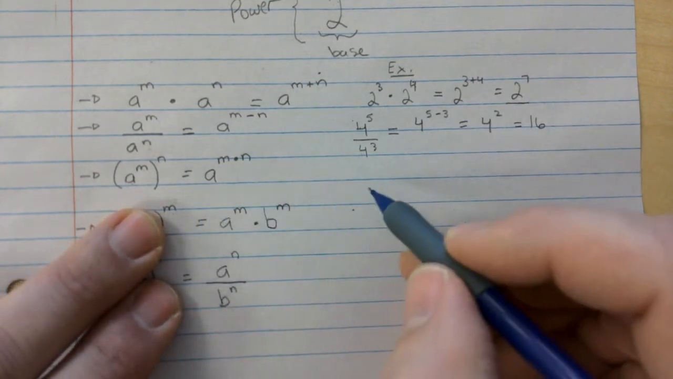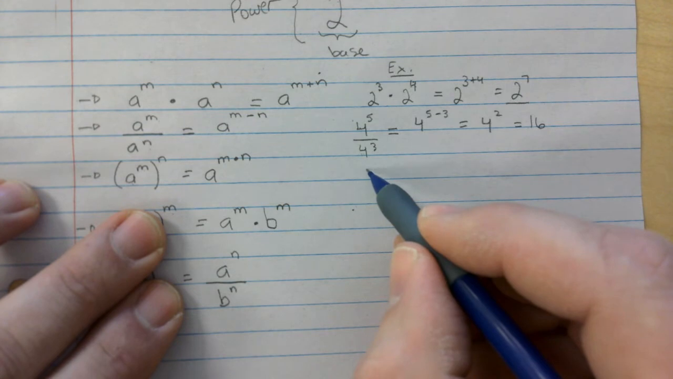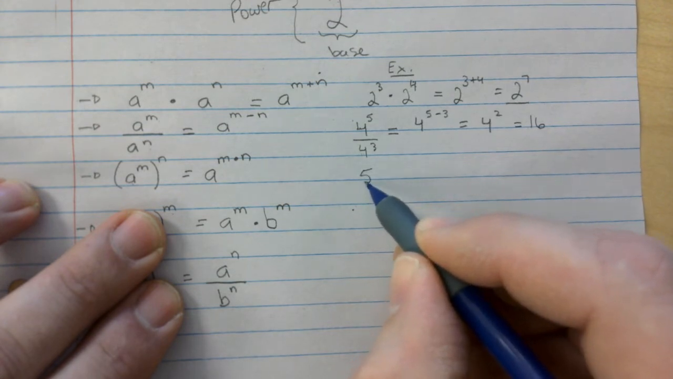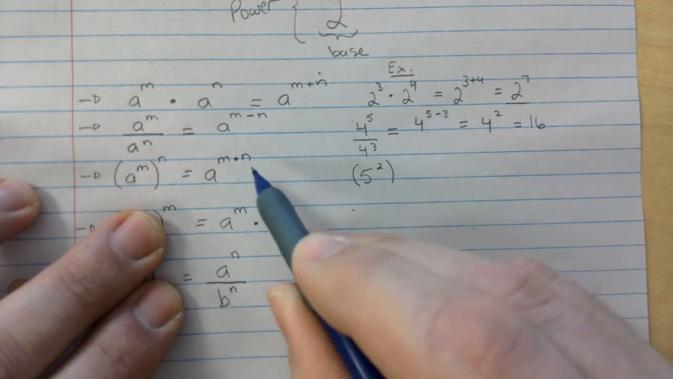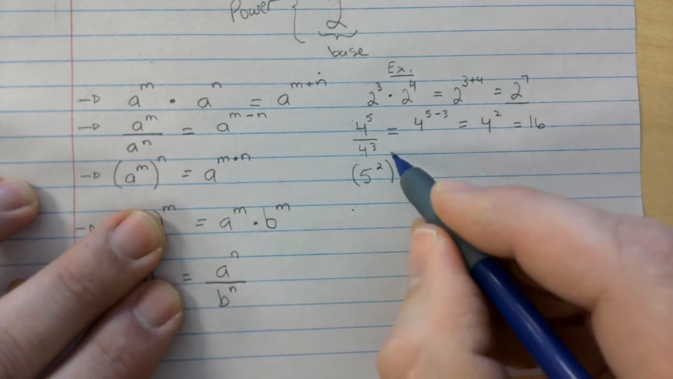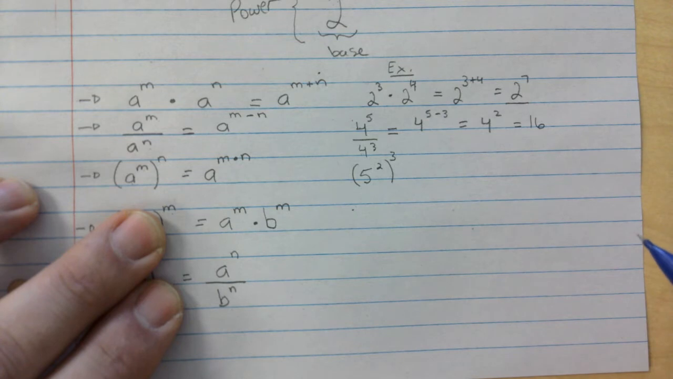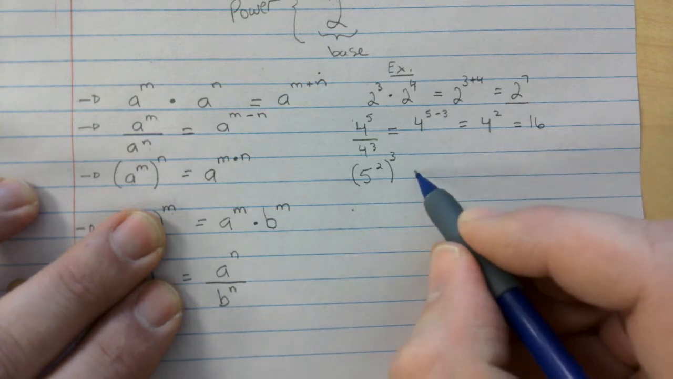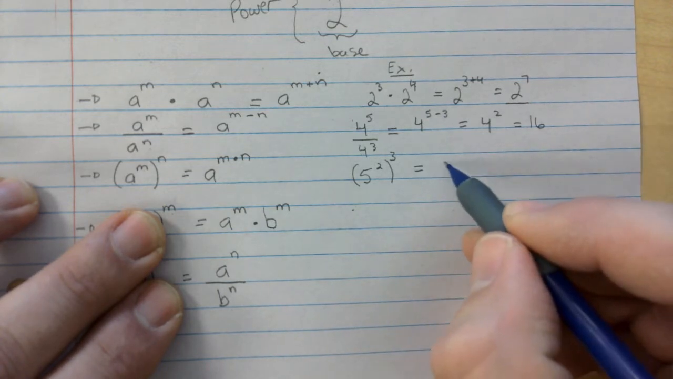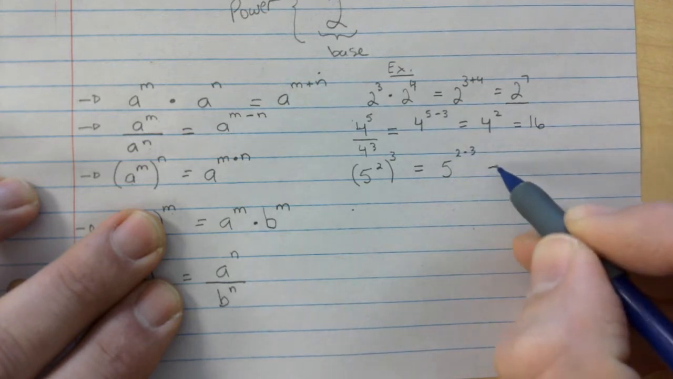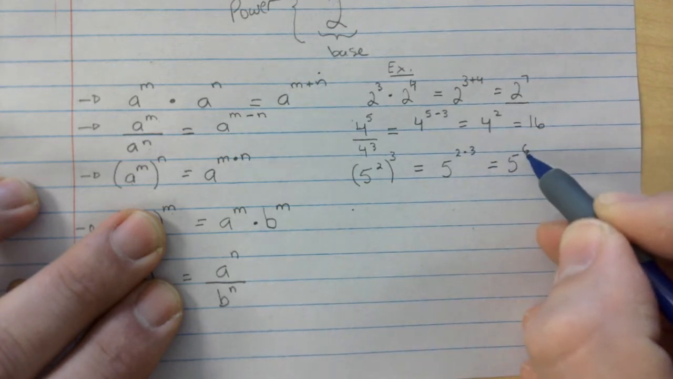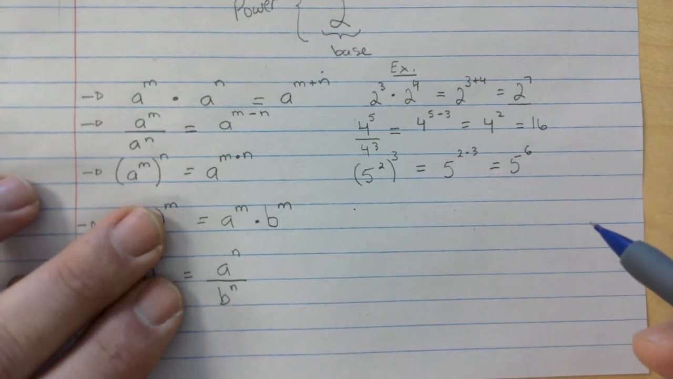This one here, if you have 5 to the power of 2, right? And you have another exponent out there like that, that would be the equivalent of 5 to the power of 2 times 3, which is 5 to the 6th, which is a big number. We're not going to calculate that. Okay.